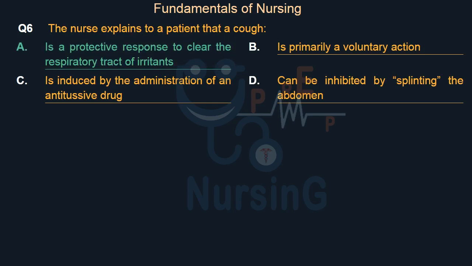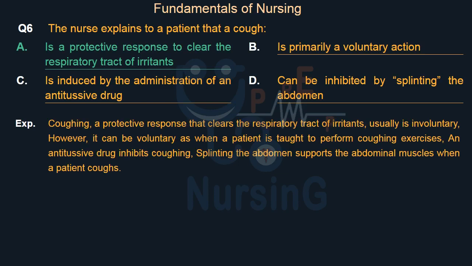Is a protective response to clear the respiratory tract of irritants. Coughing, a protective response that clears the respiratory tract of irritants, usually is involuntary. However, it can be voluntary, as when a patient is taught to perform coughing exercises. An antitussive drug inhibits coughing. Splinting the abdomen supports the abdominal muscles when a patient coughs.